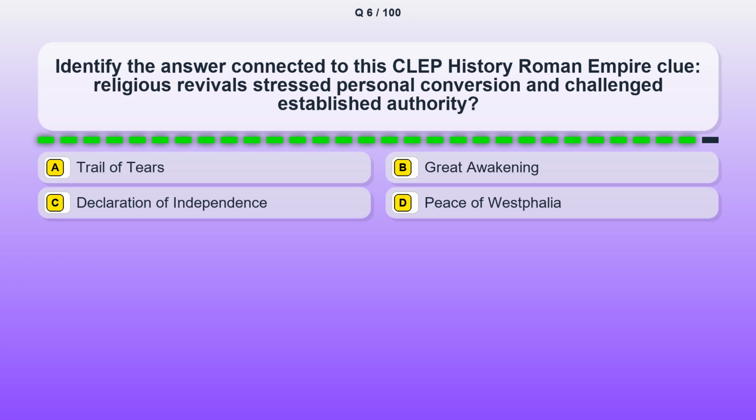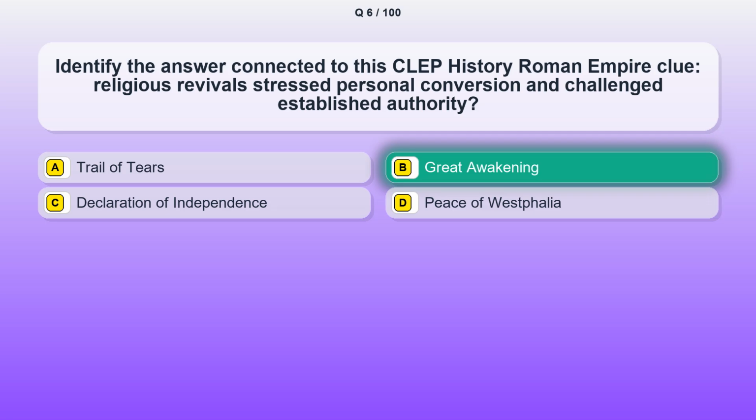Question 6. Identify the answer connected to this CLEP History Roman Empire clue. Religious revival stressed personal conversion and challenged established authority. Option A. Trail of Tears. Option B. Great Awakening. Option C. Declaration of Independence. Option D. Peace of Westphalia.